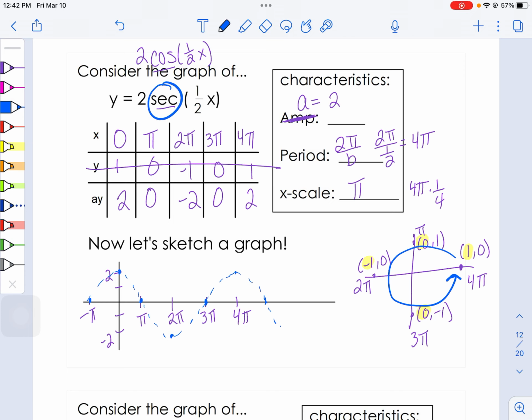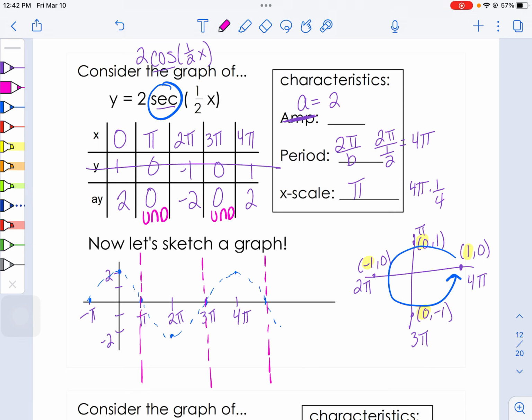Then I remember that secant is the reciprocal of cosine. And anytime I take the reciprocal of 0, I would get 1 over 0, so it would be undefined. So anytime that cosine is equal to 0, my function would be undefined, and those are going to be my asymptotes. So at pi, at 3 pi, at this one.